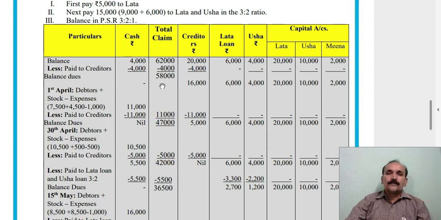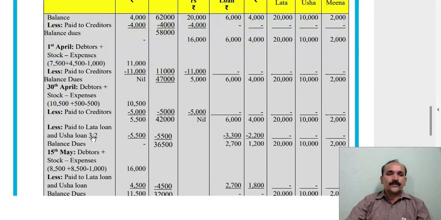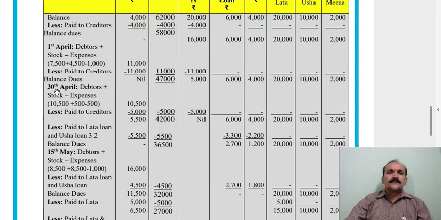Total claim 58,000 minus 11,000, remaining balance due is 47,000. 11,000 deducted from 16,000 creditors, balance is 5,000. Creditors due is 5,000. Balance due 47,000. Next, realization. 30th April: debtors realize, stock realize, and some expenses net.